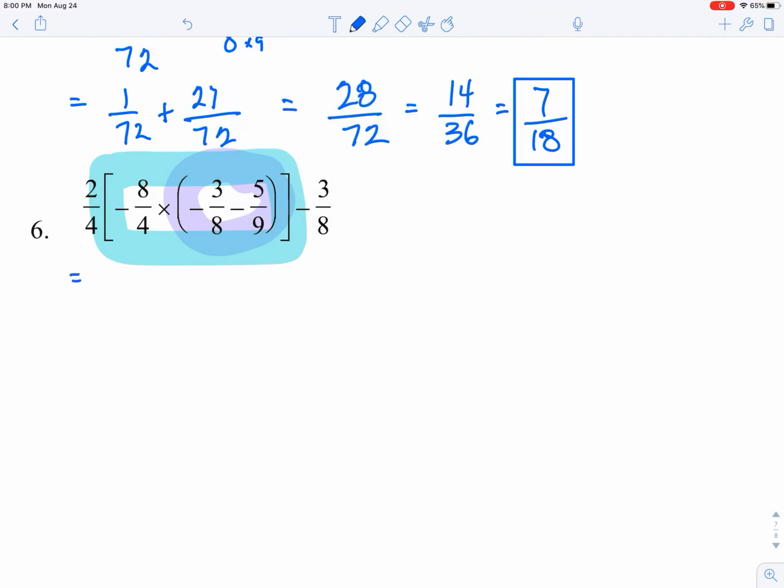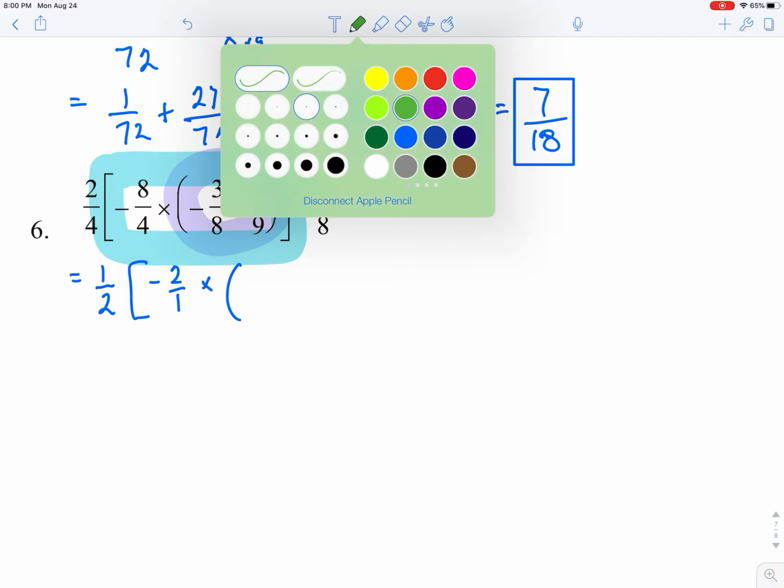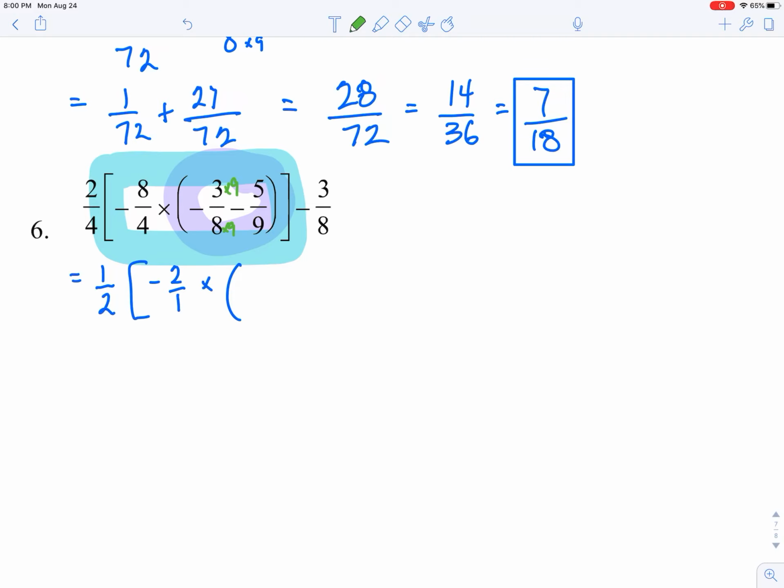So I'm also going to simplify the fractions the first time through. So 2 over 4 is the same as 1/2, minus 8 over 4 is the same as 2 over 1, times. I'm going to need 72 again. So times 9, times 9, times 8, times 8. I get minus 27 up top, 72 down low. 5 times 8 is 40, and 72. Close off the brackets with a minus 3/8.